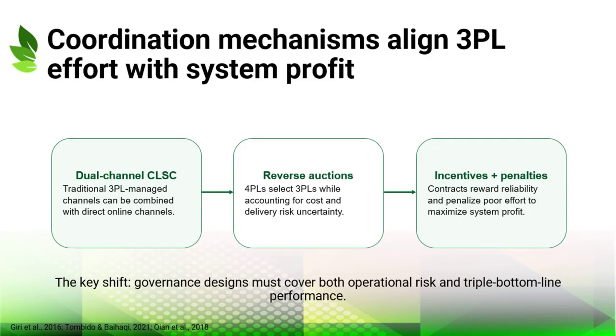Reverse auctions allow fourth-party logistics providers to select 3PLs while considering both cost and delivery risk uncertainty. Contracts can also use incentives and penalties to reward reliable effort and discourage poor performance. The broader governance lesson is that outsourcing reverse logistics does not remove managerial responsibility. Firms must design contracts that align operational risk, sustainability criteria, service quality, and profitability across partners. Governance turns outsourcing into coordinated value creation.